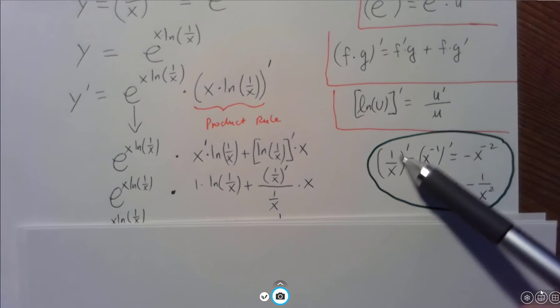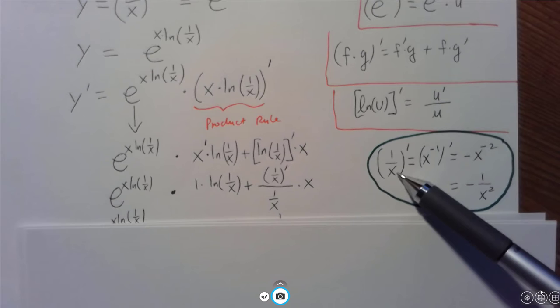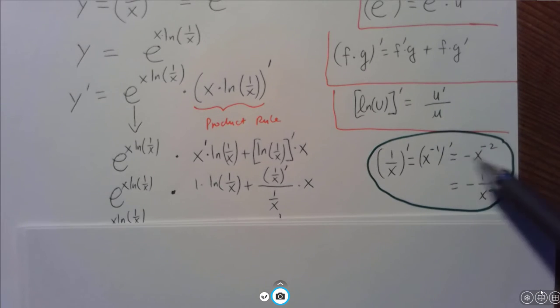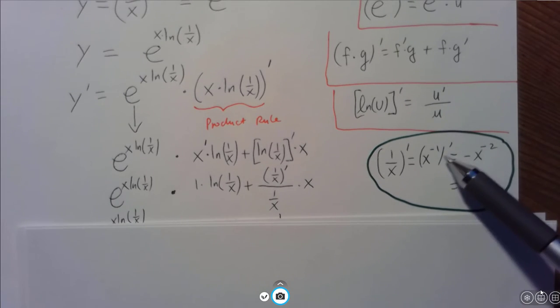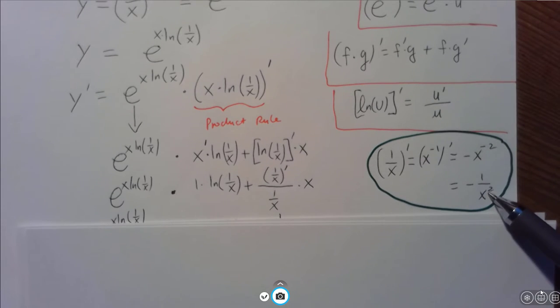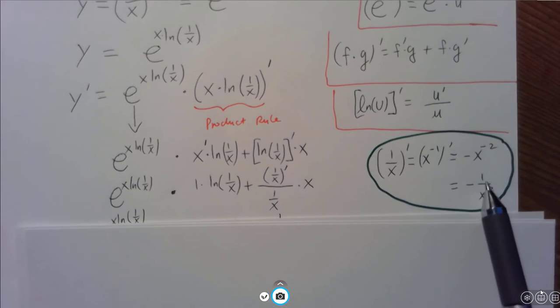So let's do it on the side. 1 over x, take the derivative function of that. Now I move the x to the top and then put the minus 1 exponent. And then using the power rule, take the derivative function, and subtract 1 from minus 1, that becomes minus 2. And then bring the minus 1 to the coefficient, that becomes minus. And then I can bring the x back to the bottom, switching the negative exponent into a positive exponent. So this term here is minus 1 over x squared.